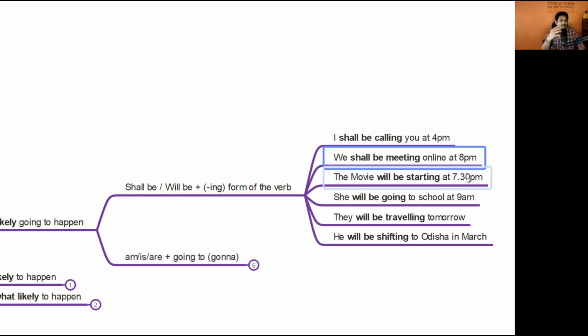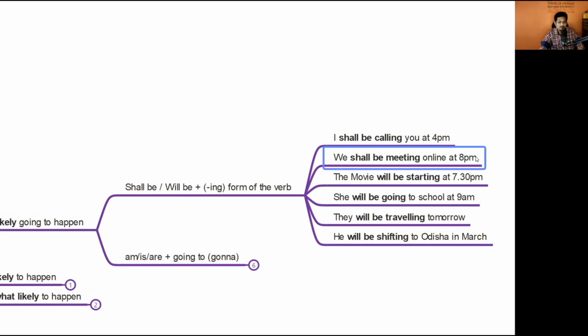So I hope you can express your commitment towards something by using will be and shall be with ing form. We shall be meeting, movie will be starting, she will be going, they will be traveling, he will be shifting to Odisha in March.